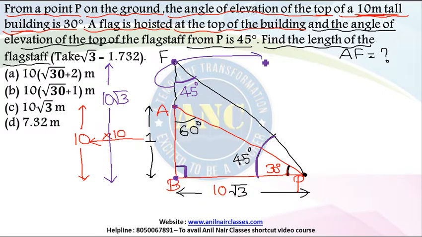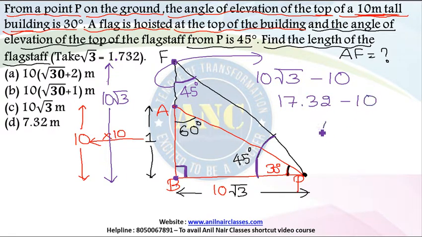That means this AF value will be, out of the total 10 root 3, remove that 10 units, and you will get the value of AF, which is what is asked in the question. 10 root 3 value is 1.732. 10 into 1.732 is 17.32, minus 10. The answer for this question is 7.32 meters, which is your option 4.